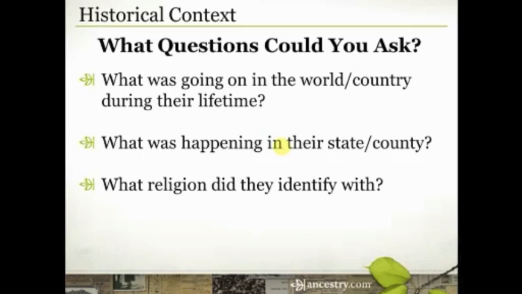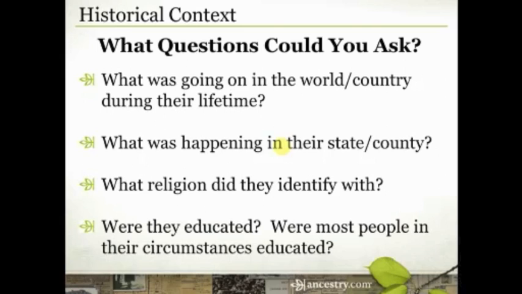Now, again, you have to be really careful not to ascribe your own motives to your ancestors, but understanding more about them and more about the religions that they practiced, the politics of the time, what the different political parties were that they could have engaged in, that's important to understanding them.